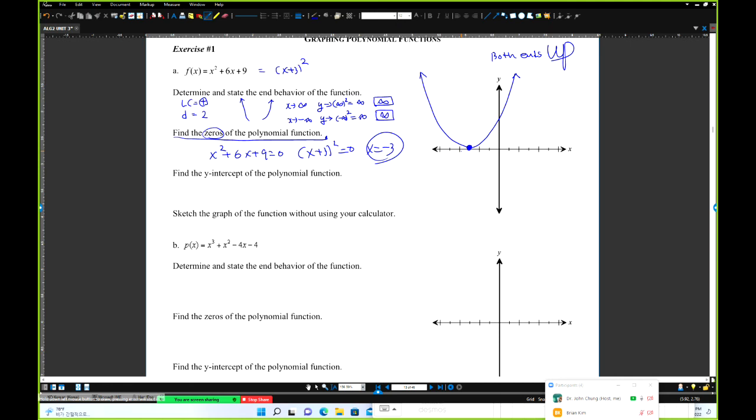Find the y-intercept. How can you find the y-intercept? Set x equals 0, right? Over here, x equals 0, y equals 9. This is 9 over here. That is the y-intercept, y equals 9, or the point (0, 9). Okay. Sketch the graph of the function without using a calculator. We did already.